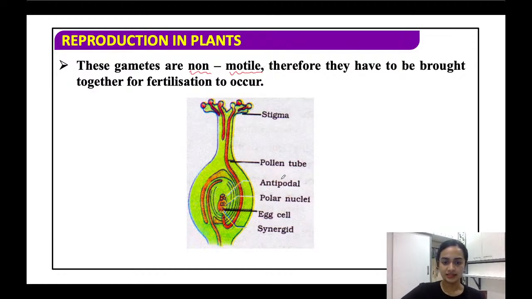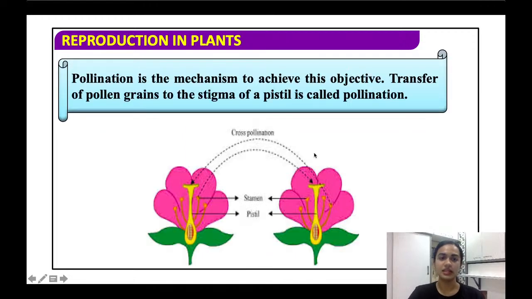So again, this is the entire structure. You can see the stigma here. This is the pollen tube shown in red. These are the antipodal cells which we observe. You have the egg, that is the female. Then you have the synergid cells. So pollination is a mechanism to achieve this objective, from which they can start reproducing. The transfer of the pollen grains from the anther to the stigma is pollination.